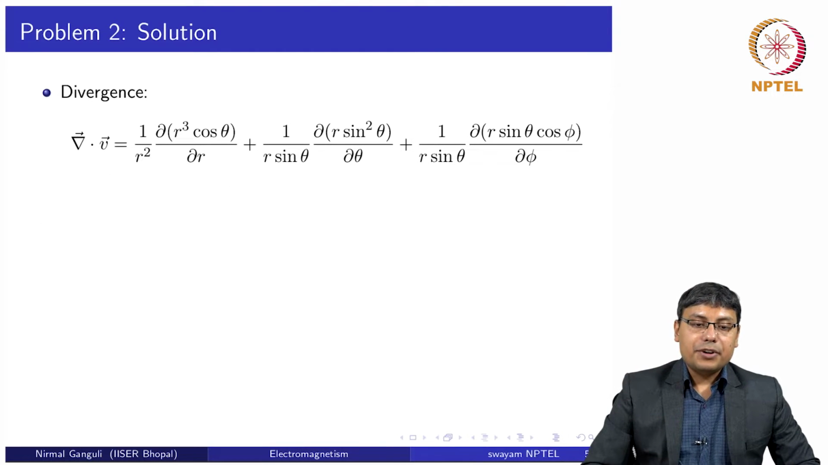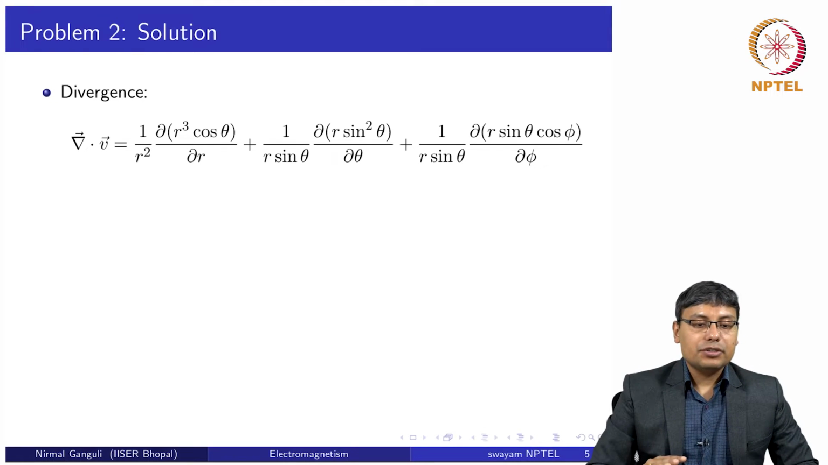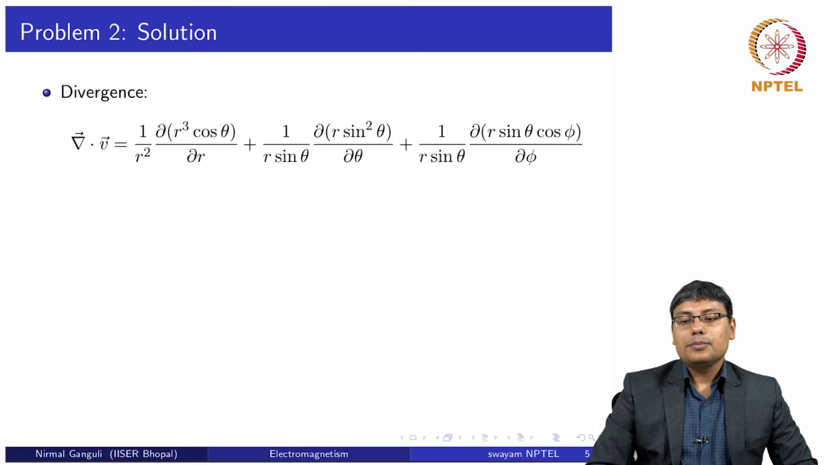Okay, so if we calculate the divergence of the given vector, the expression would be 1 over r squared del r of r cubed cosine theta, plus 1 over r sine theta del theta of r sine square theta, plus 1 over r sine theta del phi of r sine theta cos phi. So, the divergence of the vector turns out to be 5 cosine theta minus sine phi.